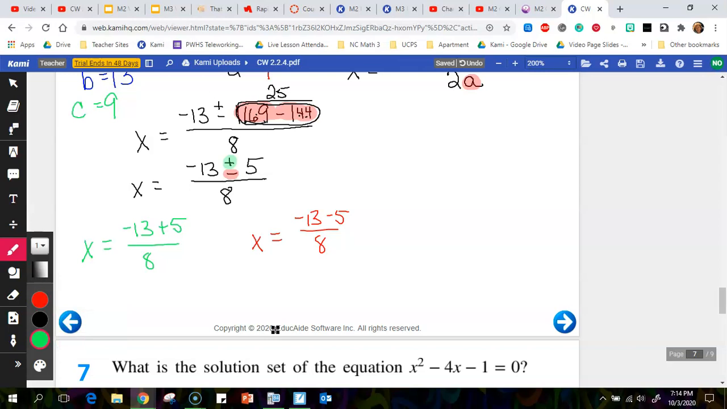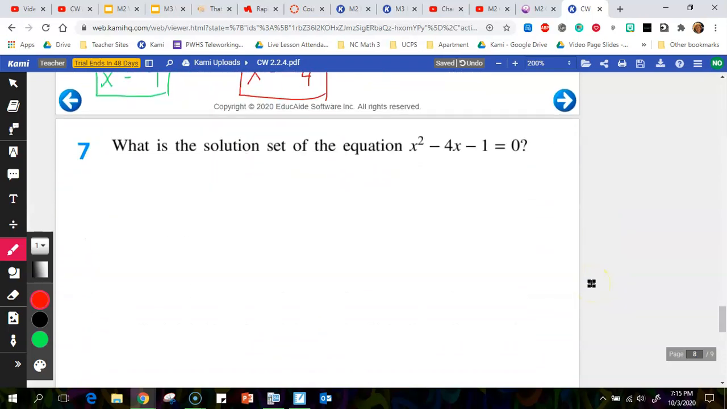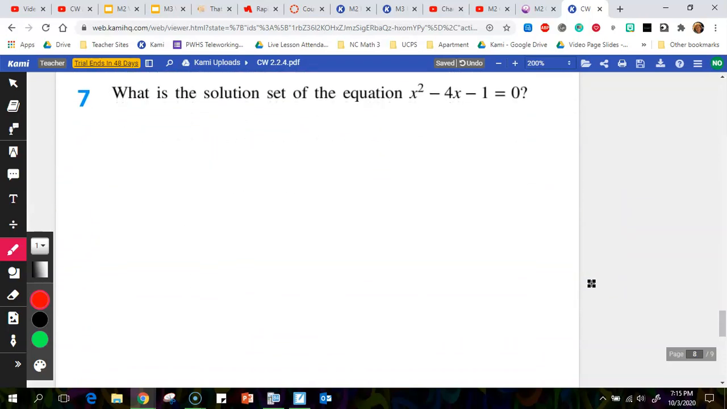All right, so negative 13 plus 5 is negative 8. Negative 8 over 8, x equals negative 1. So that's one of our answers. Negative 13 minus 5 is negative 18. Negative 18 divided by 8 is going to be negative 9/4. And we'll leave it like that. We're going to leave it as a fraction. If you graphed it, they would give you the decimal right there, but I guess it would be fine if you put a decimal on that one. But if it's a radical, I don't want you to do the decimal. Okay.